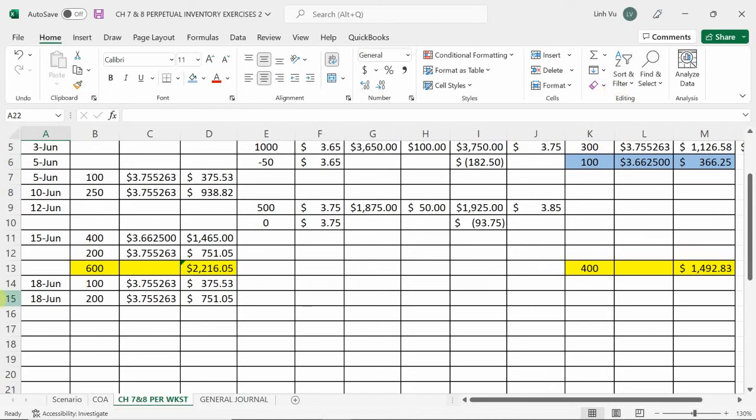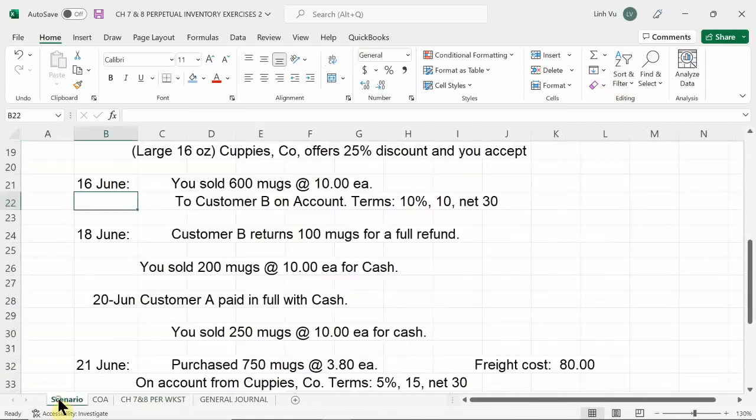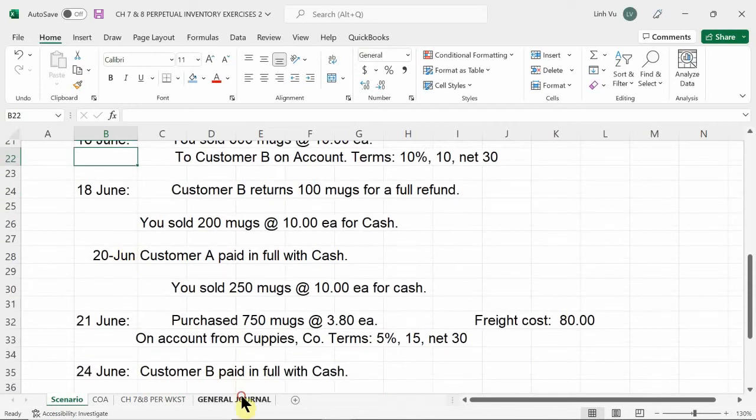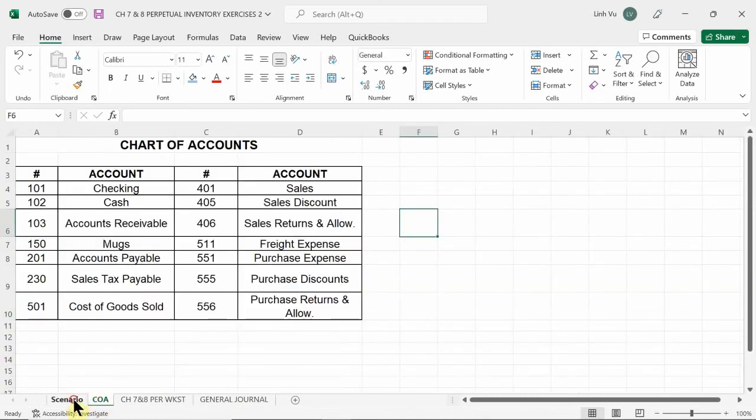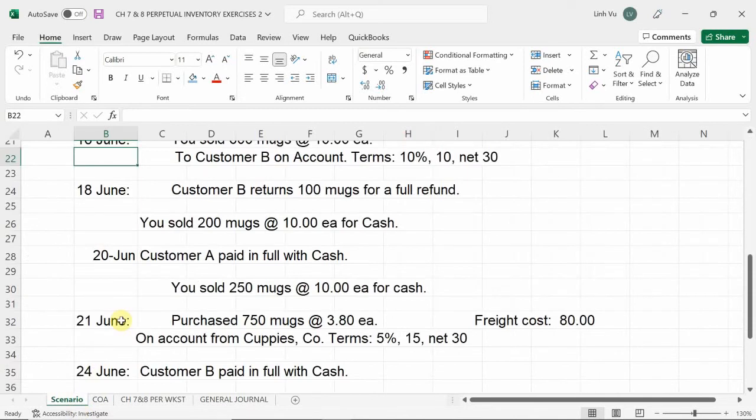All right, so this is where we last left off, right? We ended up selling another 200 units. So here it is in our journal, right? We sold 200 units, which cost us $751.05. So let's see what happened next on June 20th, okay?